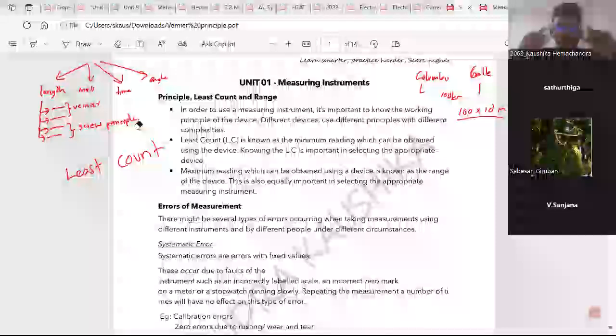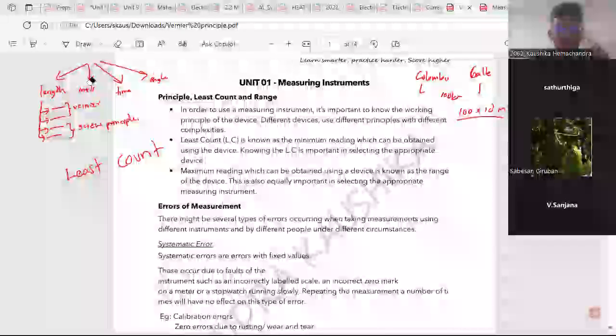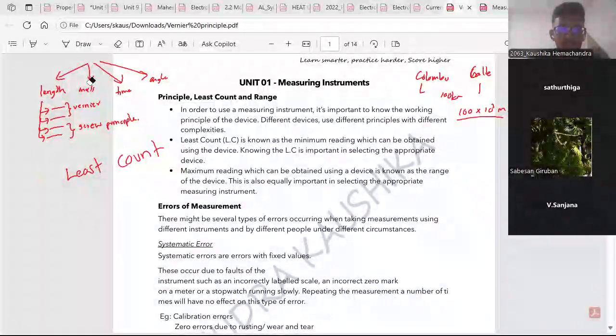So that, compared to a meter ruler, has a different range, right? It depends on the reading that you want to take. So you can take different instruments having different least counts and ranges, right?